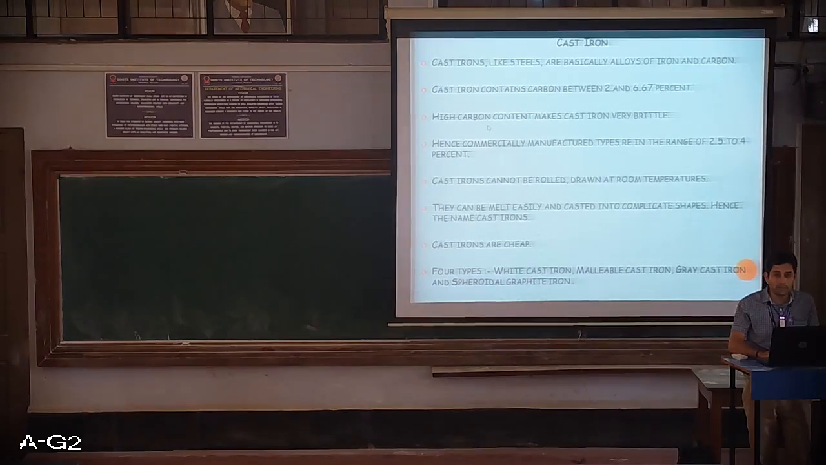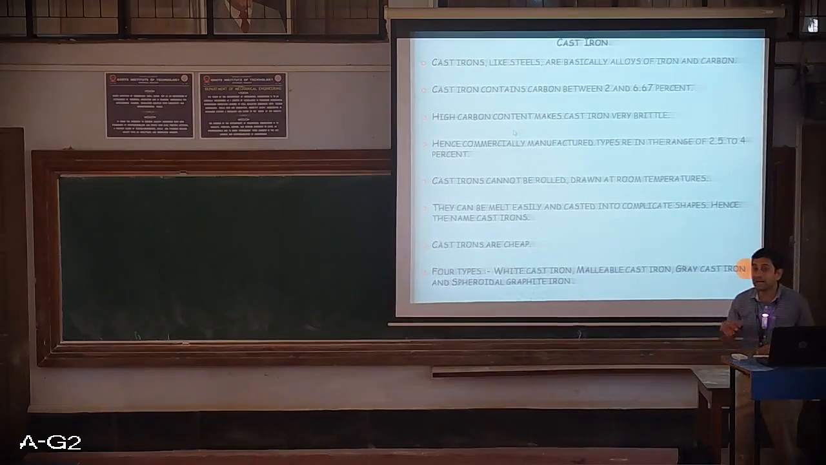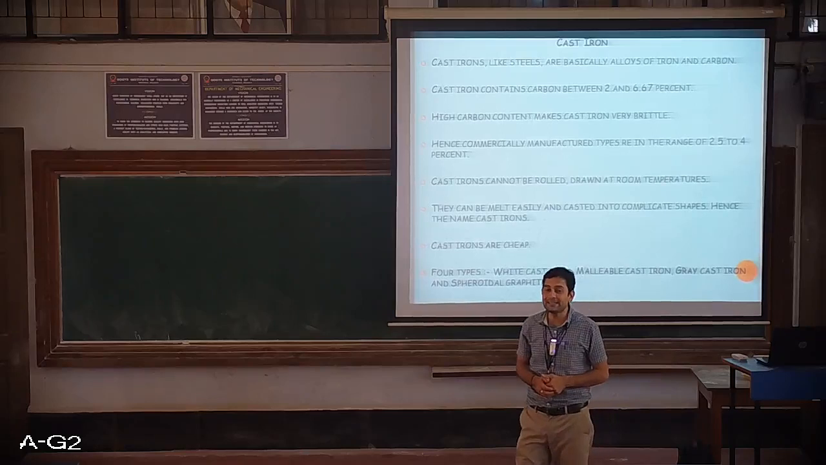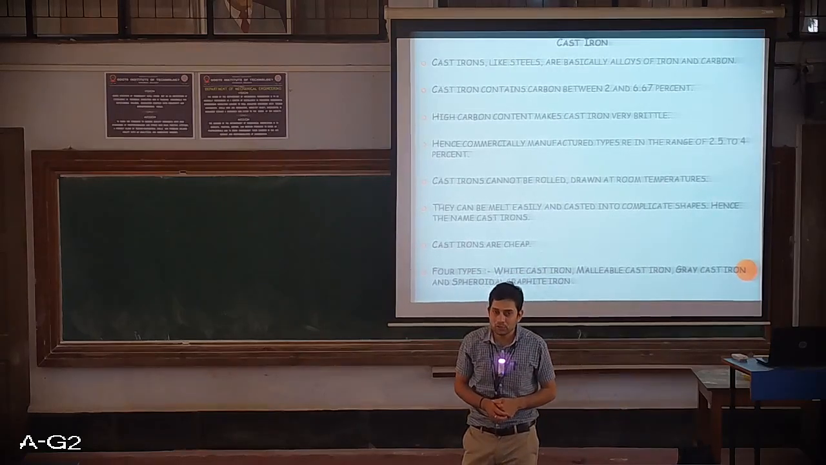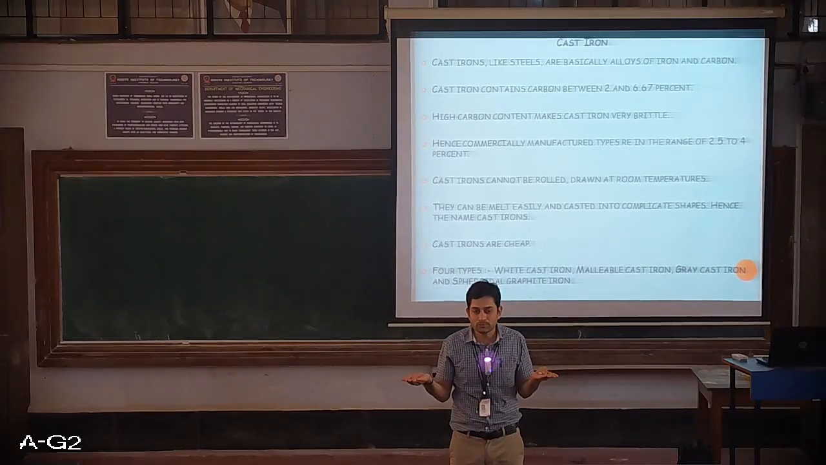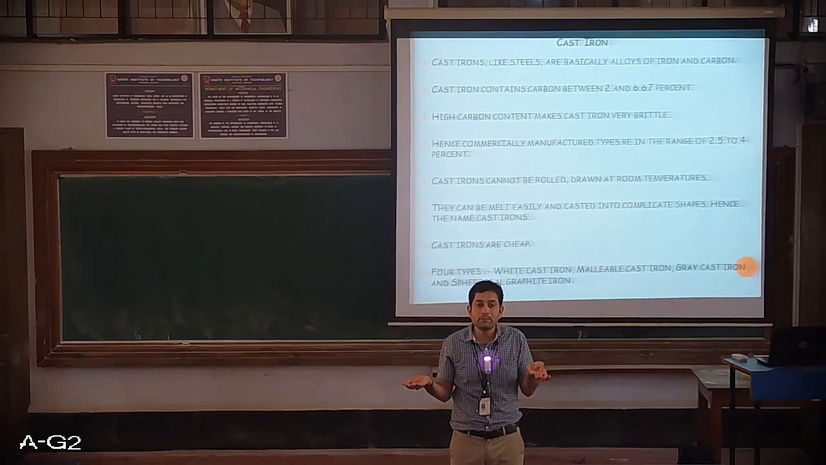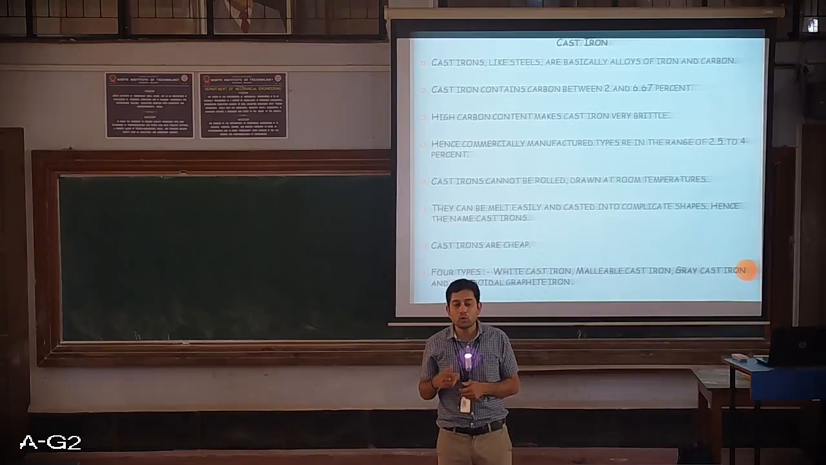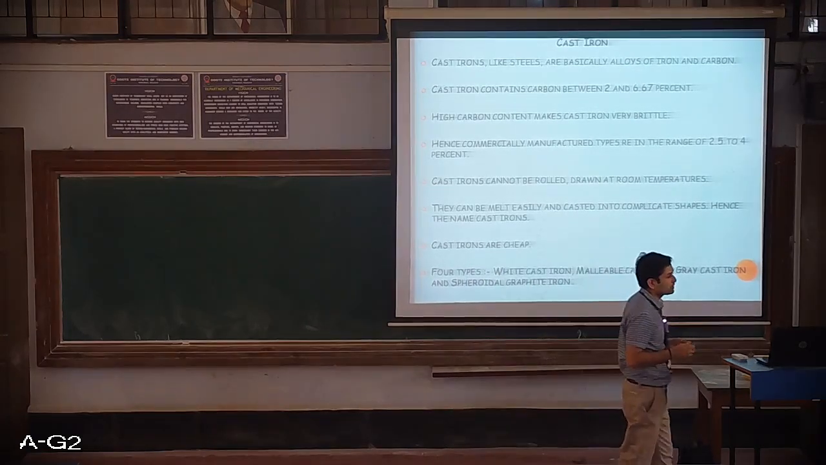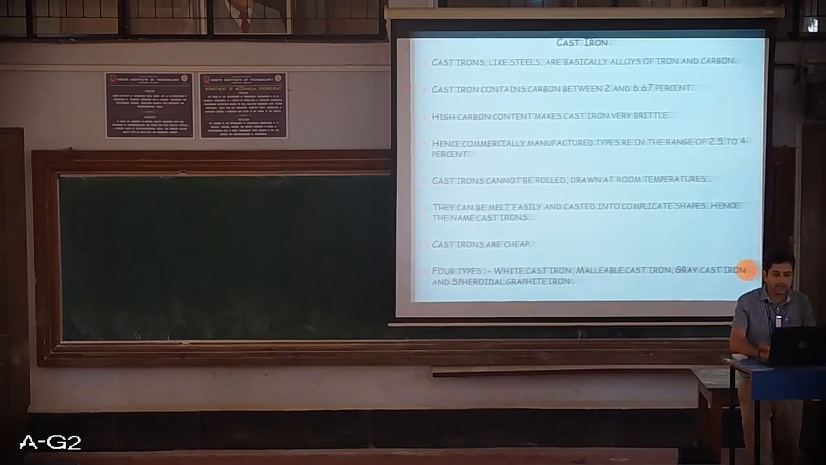Because the percentage of carbon is higher in cast iron than in steel, it is relatively brittle in nature compared to steel. So if you check the brittleness of both materials, you will see that steel's brittleness is lesser than that of cast iron. What is the reason behind it? The higher percentage of carbon in it, that is from 2 to 6.67%. Hence high carbon content makes cast iron very brittle.